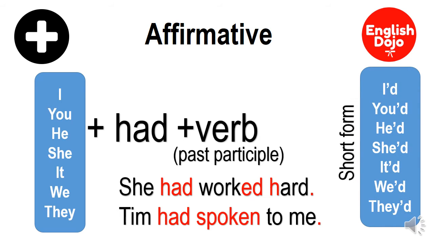There's a short form. In the short form, you can use an apostrophe and then a d. You add a d to express the short form of the past perfect, the pronoun plus the auxiliary had. So in this case, I had would be I'd, you had, you'd, he had, he'd, and so on.